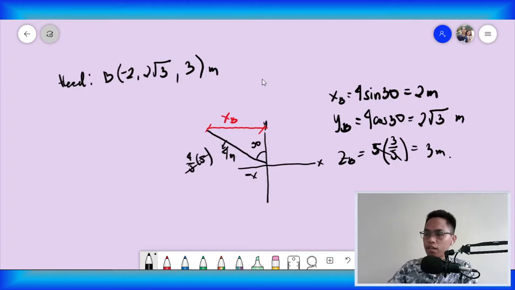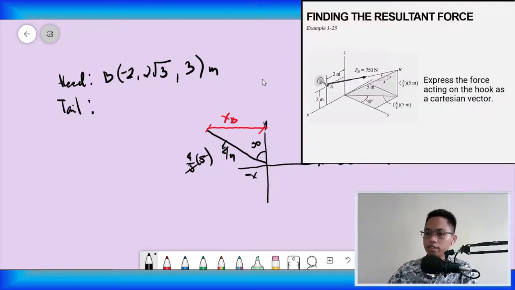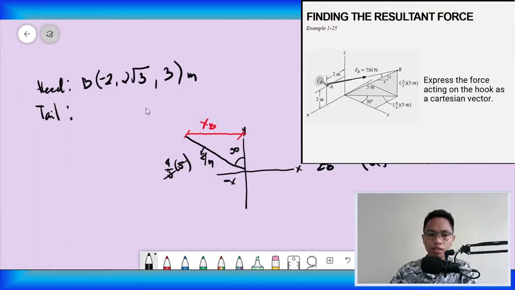solution for the head. Then what would be our tail? Based on the figure, it is already given. For the tail, our x coordinate is positive 2. I hope you can imagine that, positive 2. Our y is 0 since it is on the line of the origin, and our z is positive 2, and that is in meters. So we already have the head and the tail.